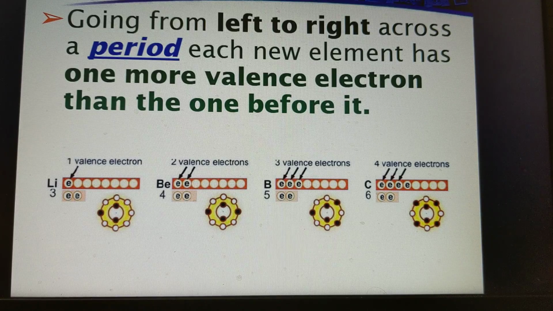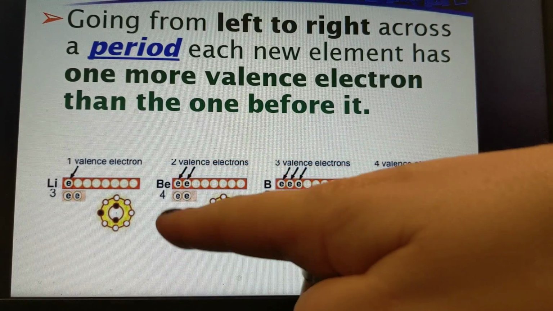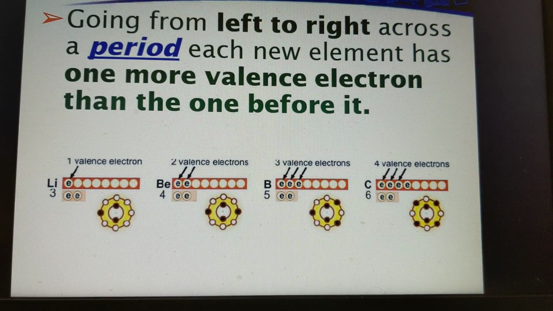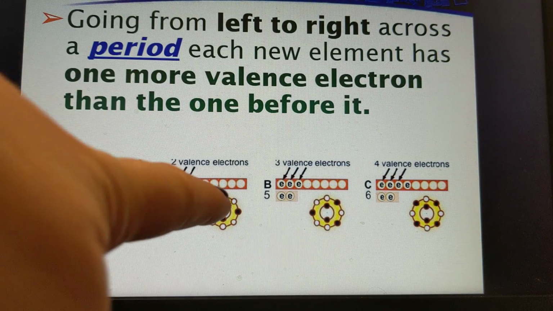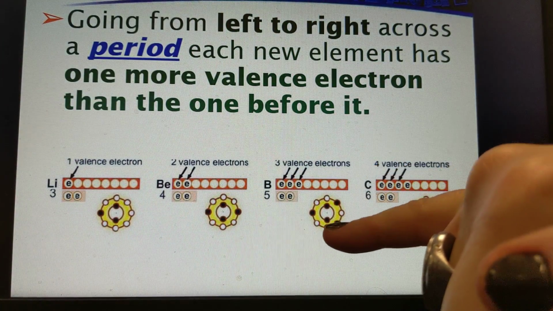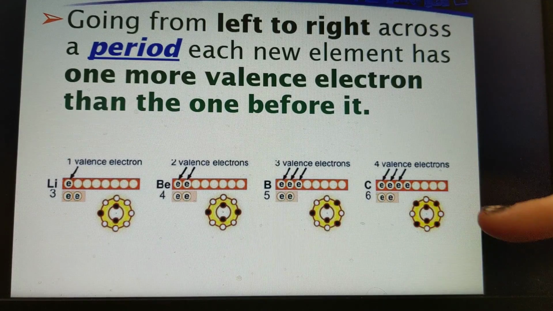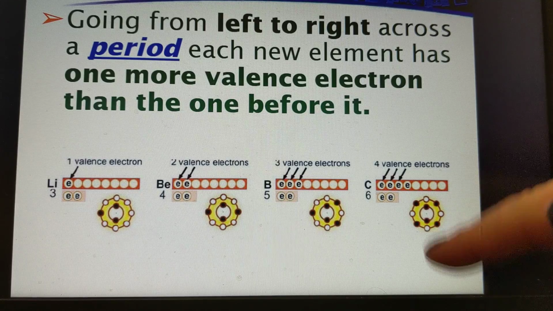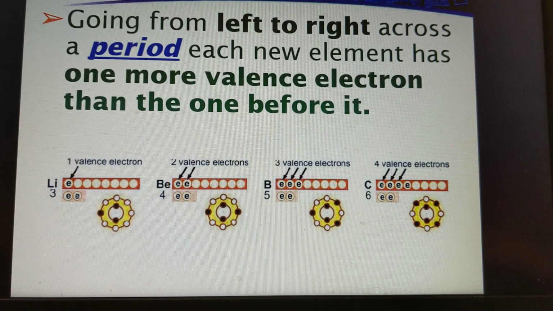The next element on the periodic table is beryllium, which has an atomic number of 4. That tells us there's 4 protons, which means that there's 4 total electrons. The first two, of course, sit VIP, and then the next two are valence electrons. Our next element has 3 valence electrons, and our next element has 4 valence electrons. In a moment, I'm going to show you a shortcut for how to figure out how many valence electrons there are instead of putting them in and counting them every time.